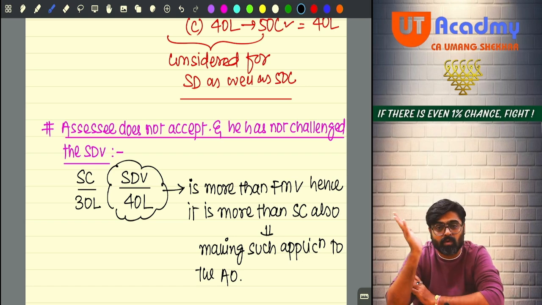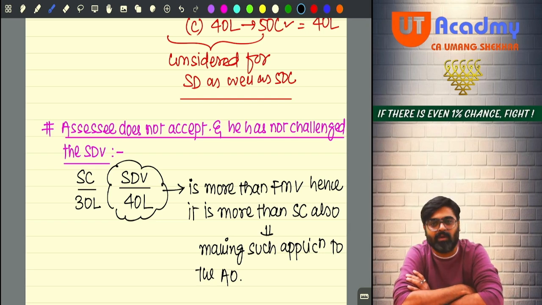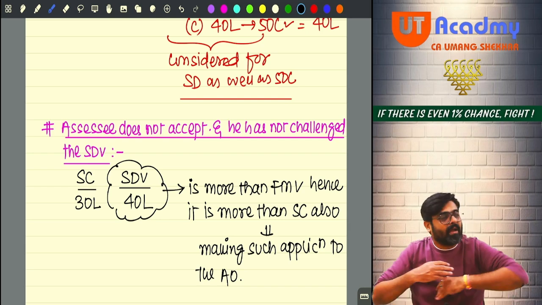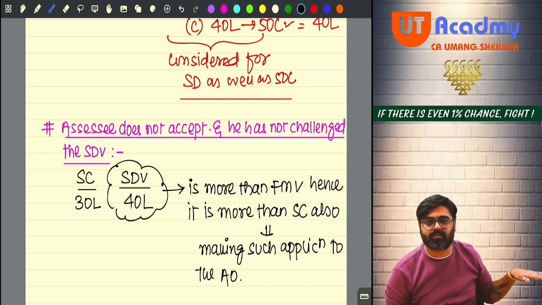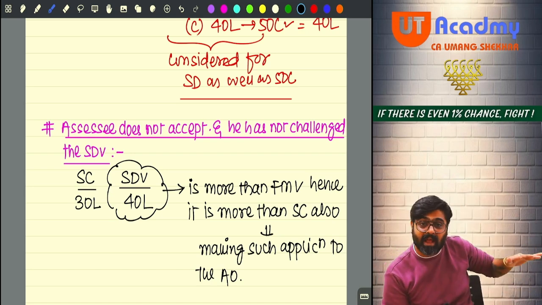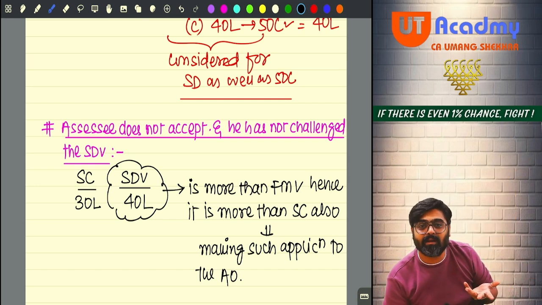If it is more than my fair market value, it has to be more than the sale consideration also, no? Because no buyer in the market is going to give me a sale consideration equal to the stamp duty value if the fair market value itself is lower than the stamp duty value. My market value of the property is less. Hence, I am getting the less sale consideration. Market value itself is lower than stamp duty value. How do you expect me to get a higher sale consideration?